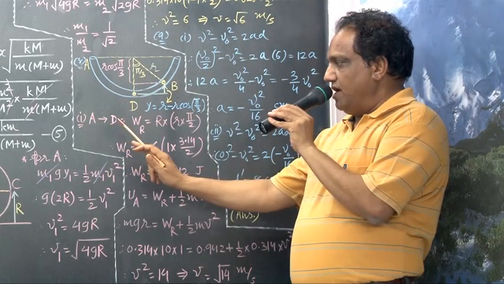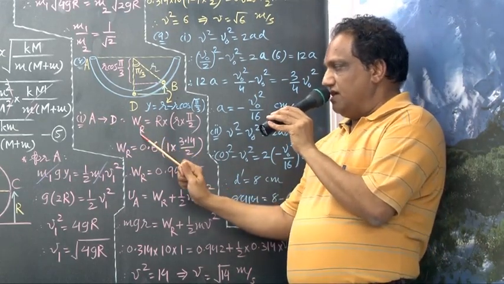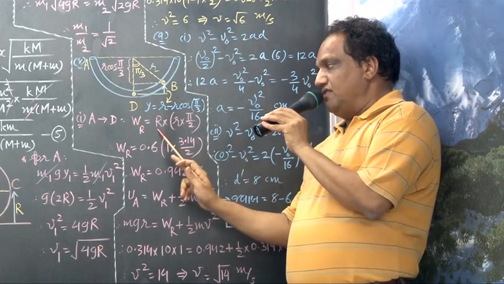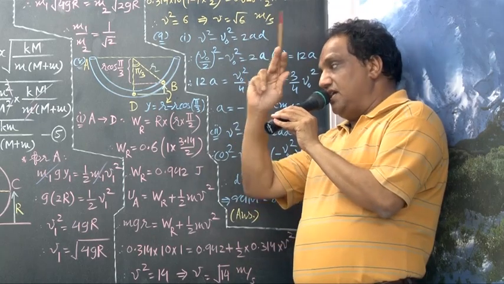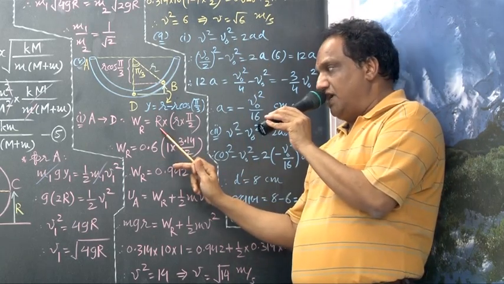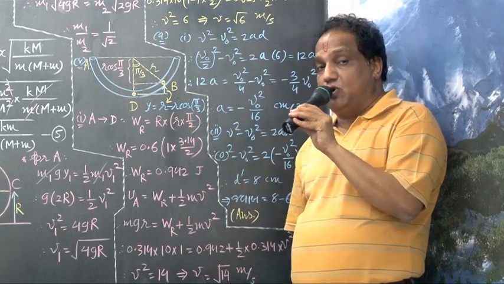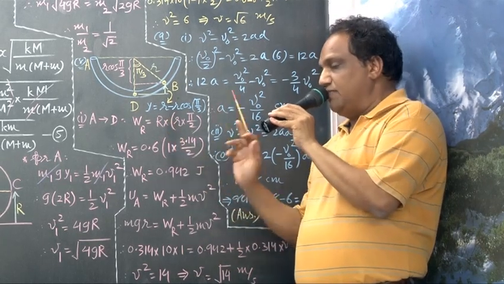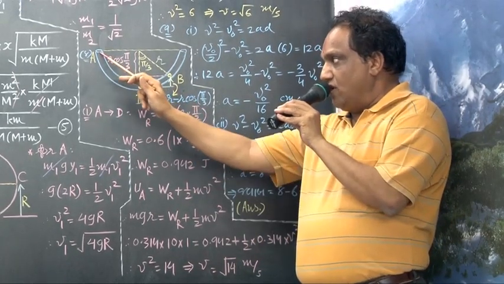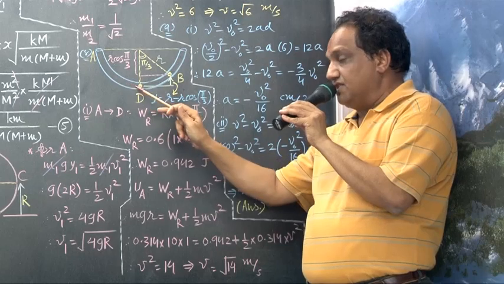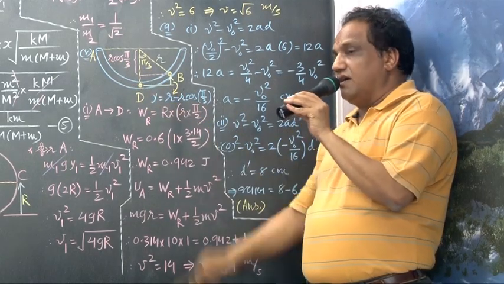While moving from A to D, let us first of all find out the amount of work done against the resistive force. The resistive force in illustration number 11 we have taken by the symbol capital R. Work done at that time: what was the wrong thing they did in the textbook? Actually it is force into displacement. Instead of the displacement, they had found out in the textbook the path length. But this path length is nothing but arc AD.